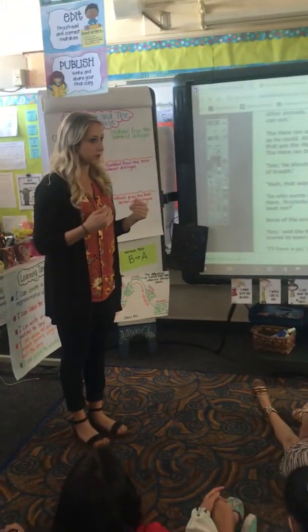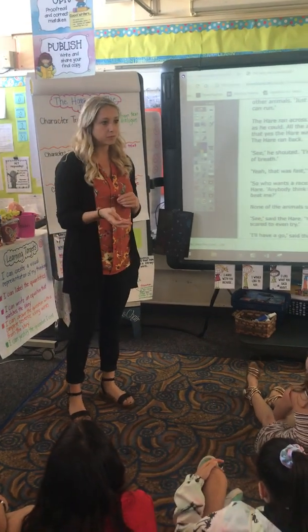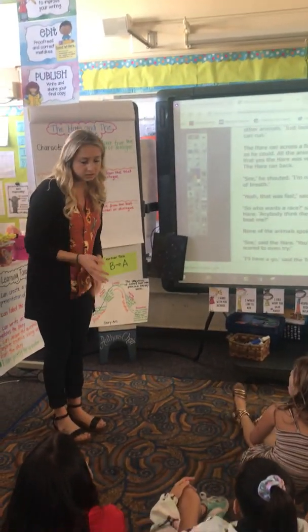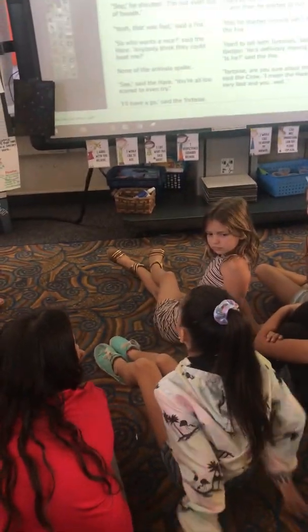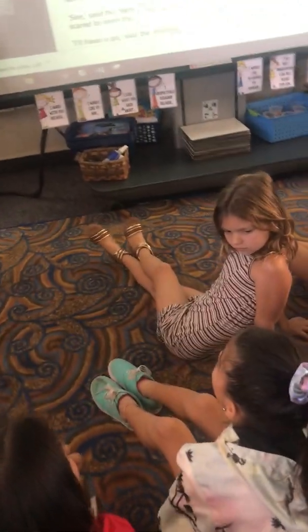All right, 1, 2, 3, eyes on me. 1, 2, eyes on you. Good job for turning back quickly. All right, I really like what Anelli had to say. What did you think a character trait was? I said he was brave because he wanted to go against the hare. He was brave because he wanted to go against the hare.